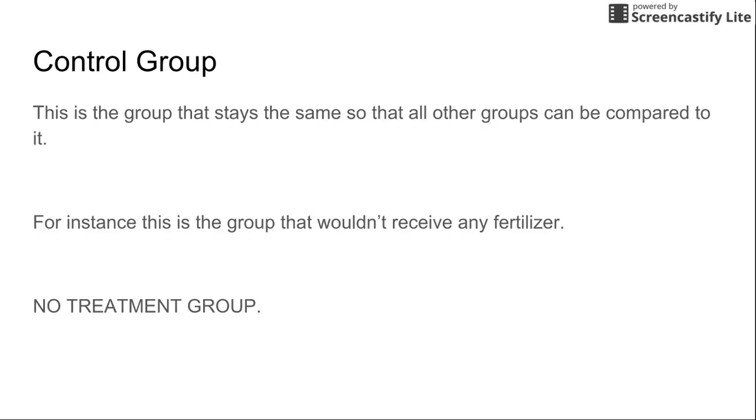When we talk about a control group, we're talking about a group that stays the same so that all other groups can be compared to it. So for instance, if you were doing a fertilizer experiment, it would be the group that wouldn't receive any fertilizer at all, or what we call the no treatment group.